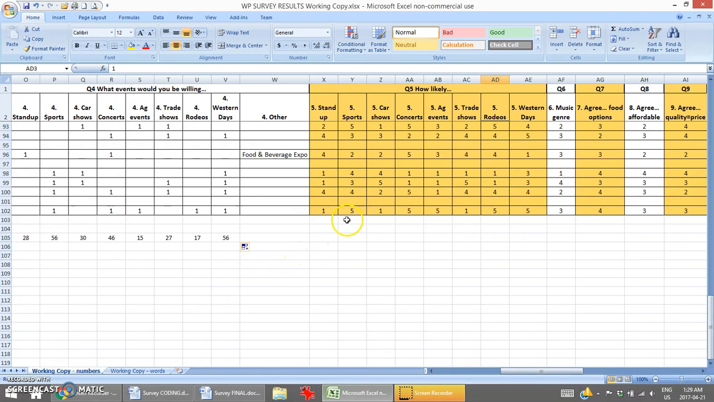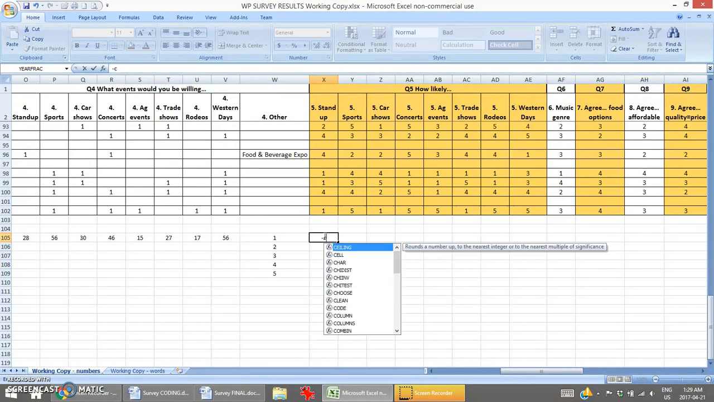So to analyze question 5, what you'd have to do is individually, for the stand-up, for the sports, for the car shows, whatever one you have been asked to analyze. And of course, if you want to analyze the whole question 5, you can do so. But what's important here is knowing that there were 5 choices.